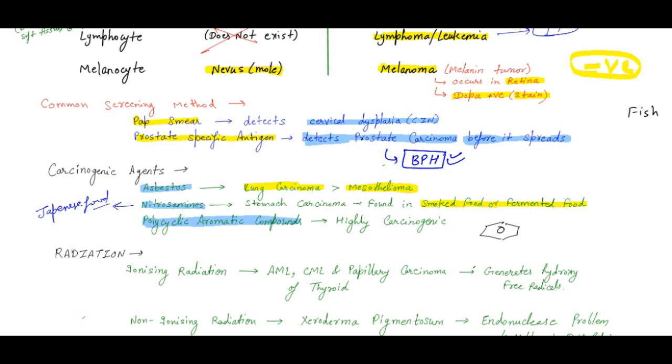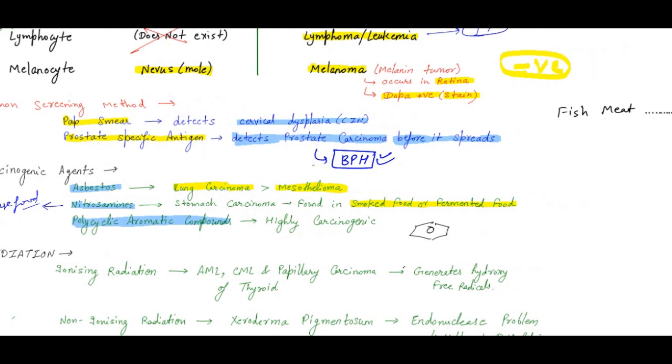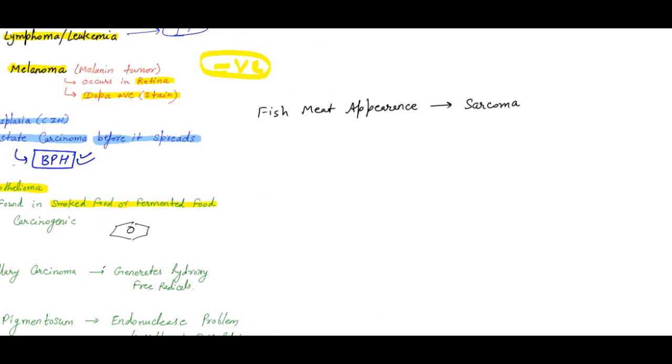Before radiations, we have one more point: fish meat appearance. I already told, that is sarcoma. It can be fibrosarcoma and it can be liposarcoma, where we find a fish-like appearance.